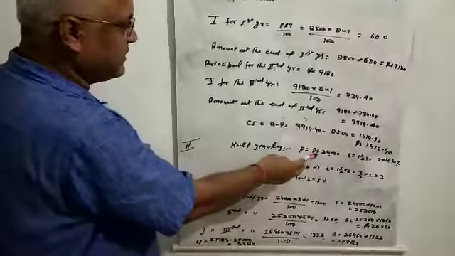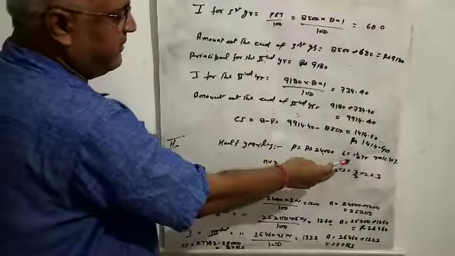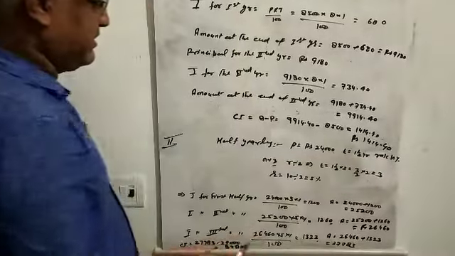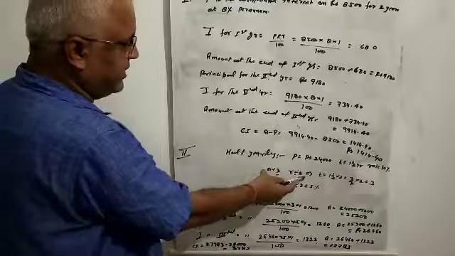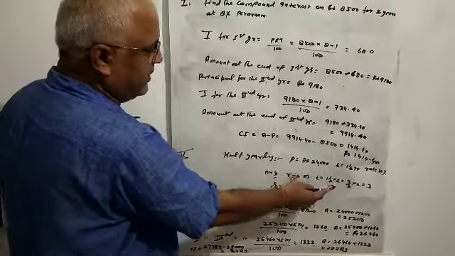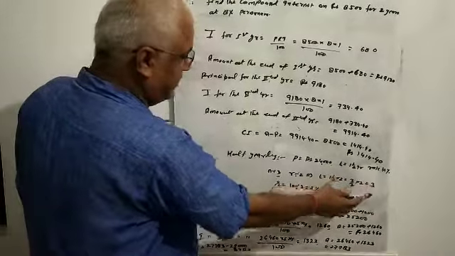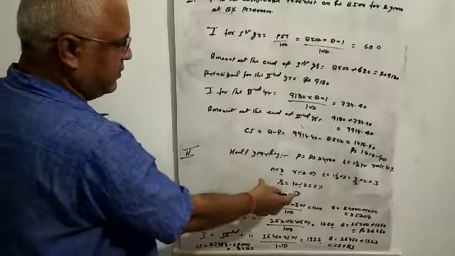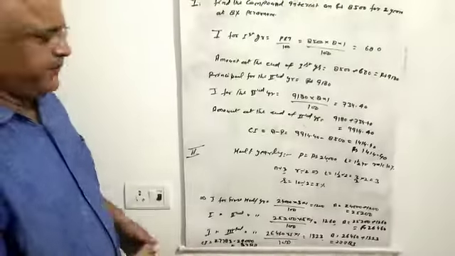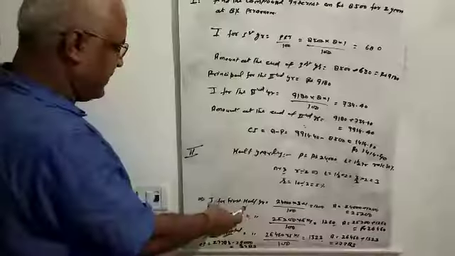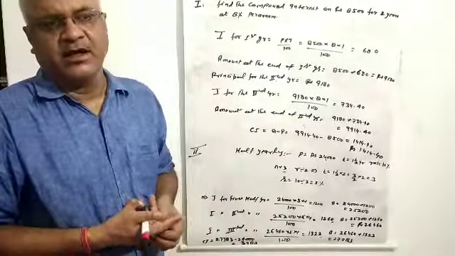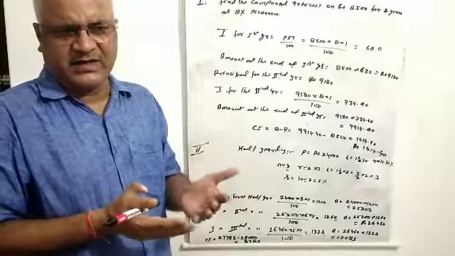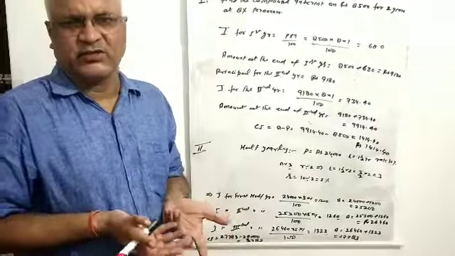Half yearly, here principal is 24,000, time is 1.5 years, rate is 10%. So what I told you, multiply time by 2, divide rate by 2, so 1.5 multiplied by 2, 3 by 2 multiplied by 2 is 3, and rate is 10 upon 2, 5%. Then again, interest for the first half year, because here interest is calculated half yearly. So for first half year, then second half year, then third half year, and so on according to question.